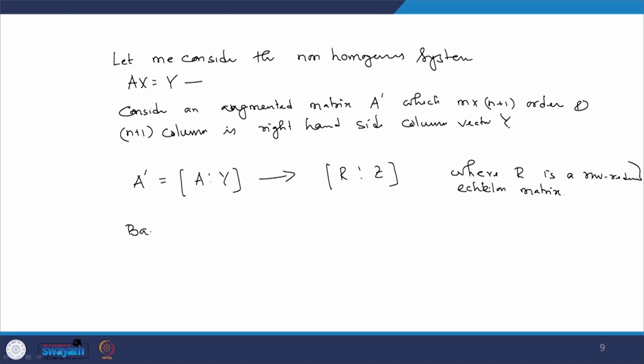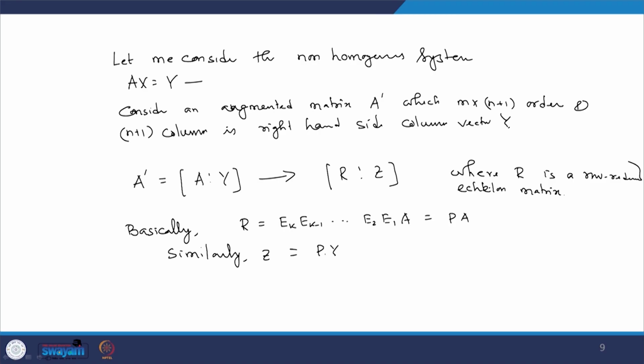So, basically R is obtained by multiplying a finite number of elementary matrices from the left side to the capital A. So, R is equal to something like, say we have multiplied k number of elementary matrices: Ek, and so on down to E2 and E1, and then A. Or since each of them is invertible, I can say this is equal to P into A. So, the row reduced echelon form R is obtained by multiplying an invertible matrix P to the left of A. Similarly, the Z column is obtained by multiplying P to your capital Y.